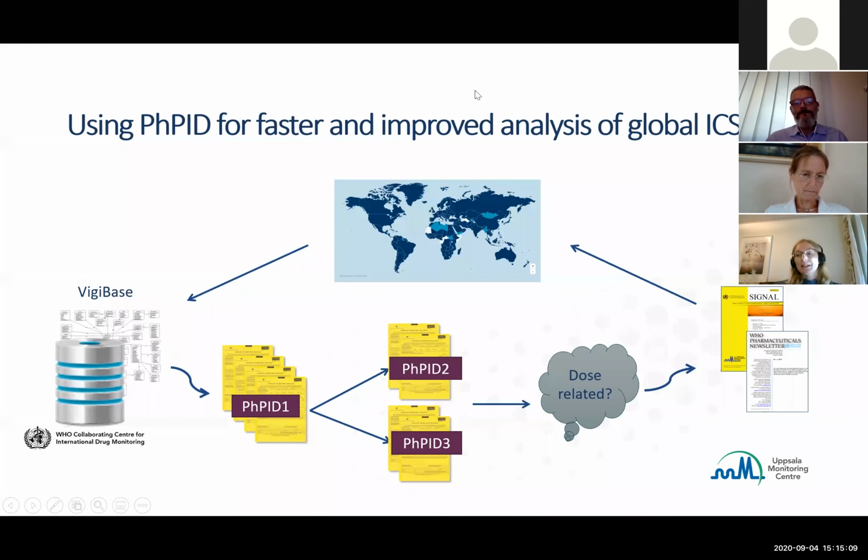Today, if we look at the data we have, 70% of the drugs on the reports have a substance specified, and only 40% have the dose form specified. So we are hoping that upon implementation of PhPID, reports will have more detail that actually can help us with faster identification and also improving the analysis.